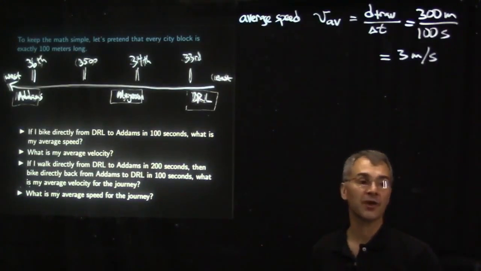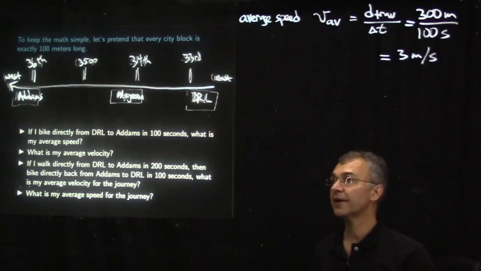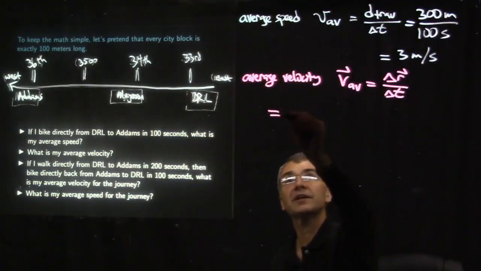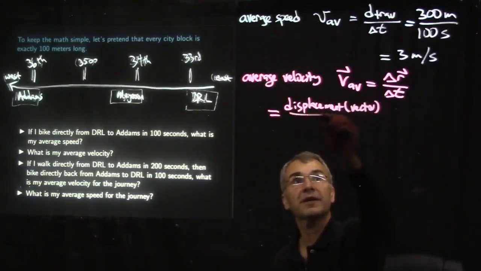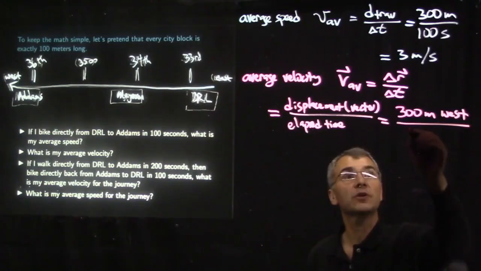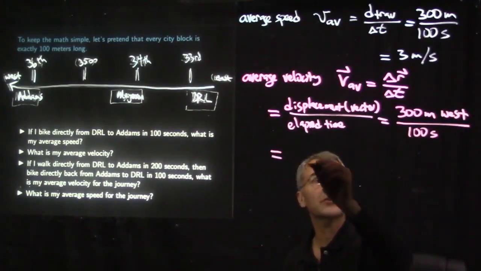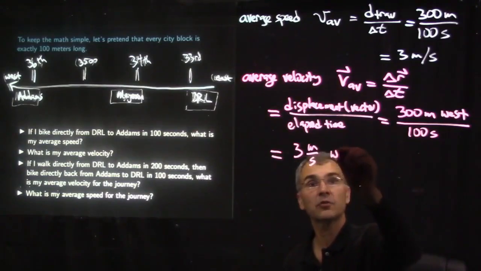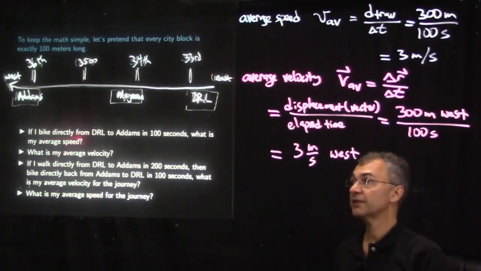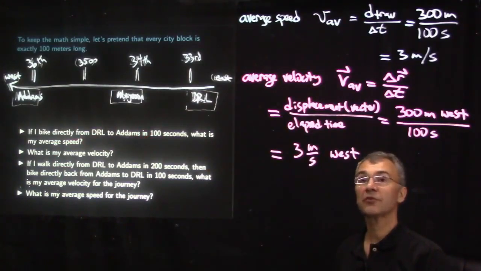Average speed is distance traveled divided by the elapsed time. What is my average velocity? Average velocity is displacement divided by elapsed time. What is my displacement? Displacement is a vector, divided by elapsed time. My displacement when I go from DRL to Addams is 300 meters west, and the time is 100 seconds. So in that case, my average velocity is 3 meters per second west, and that is a vector. It has a magnitude and a direction. So I bike directly from DRL to Addams in 100 seconds. That's 300 meters. I went west, 3 meters per second west.